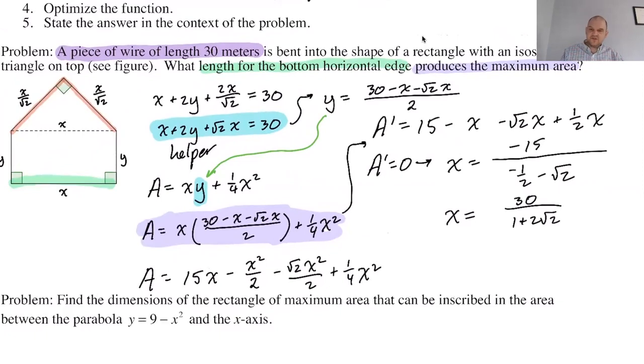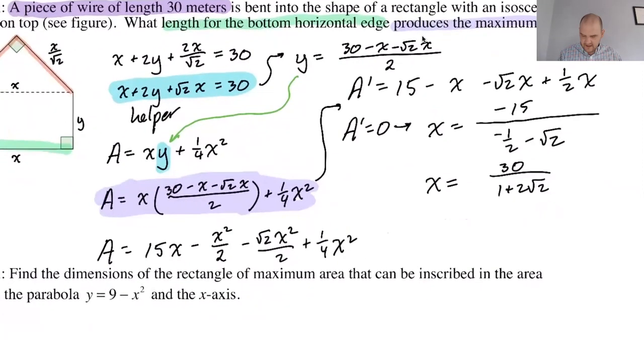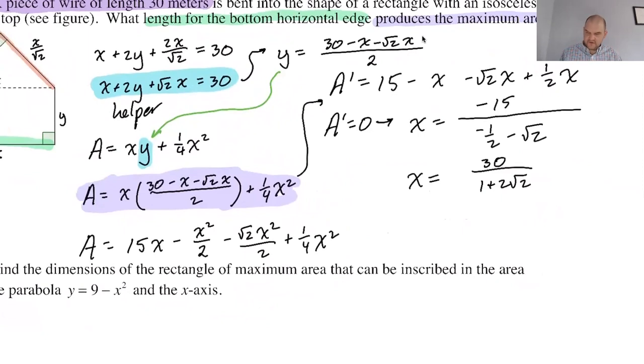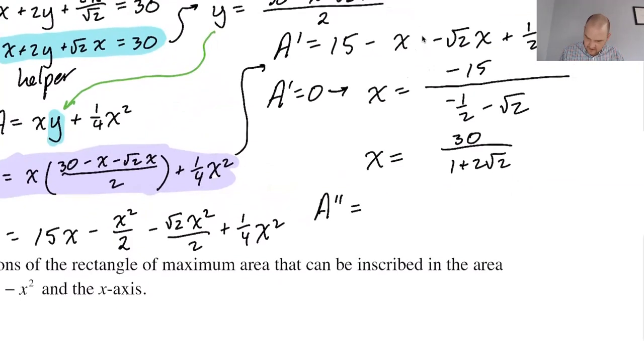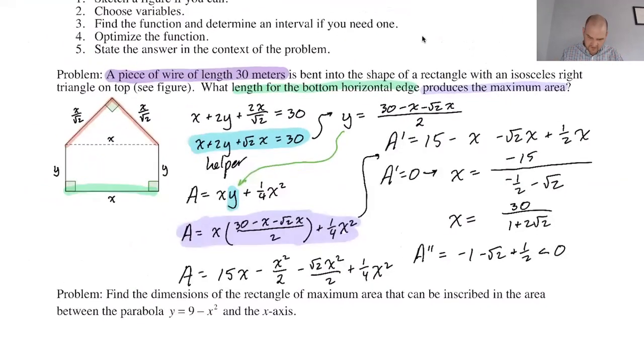You know what I'm going to do? I'm going to use the second derivative test, and then I'm going to explain something called the lonely critical point theorem. We only have one critical point here, so let's find a double prime. A double prime is -1 minus √2 plus 1/2, which is less than 0. Okay, so here's the idea, and I wish I had more space for this.